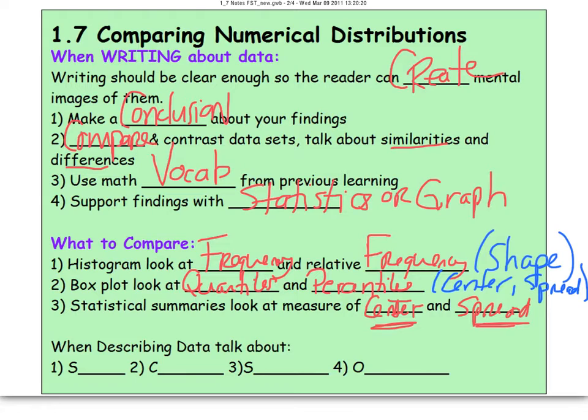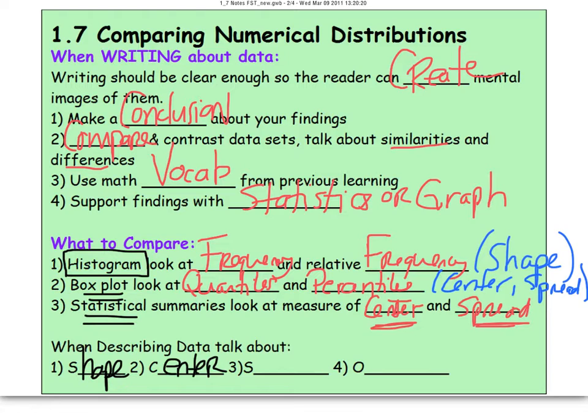And then overall, when you are talking about statistics, there's 4 things to talk about. The acronym we would normally say is SOCS. The S would stand for talk about the shape. And again, you can really see the shape in terms of looking at the histogram. We're going to say the center. And you can see the center of the data either in the statistical summaries, which will give you the mean and the median, or the box plot, where you can see the median.